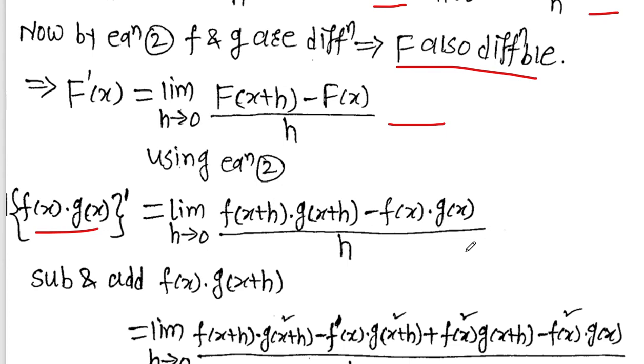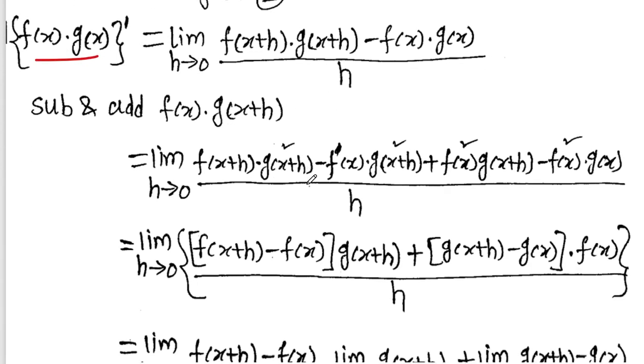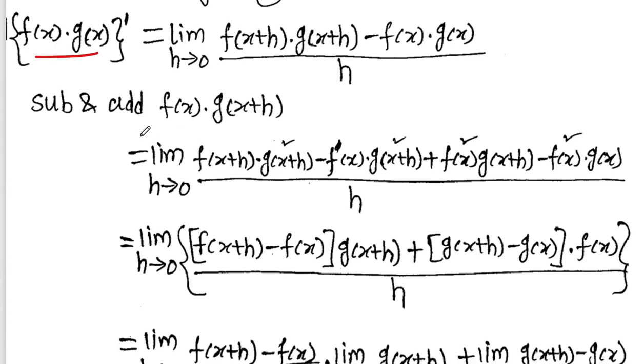Now, to simplify this term, we will add and subtract f of x into g of x plus h. Limit h tends to 0 as it is, f of x plus h into g of x plus h is also as it is. Here we subtract f of x into g of x plus h and add f of x into g of x plus h, so there is no change in this term.